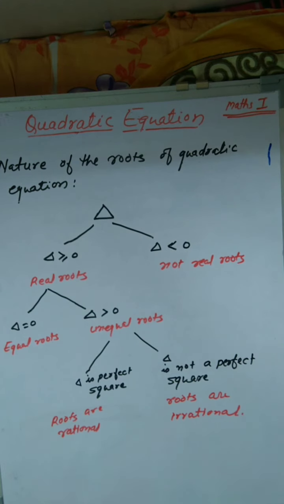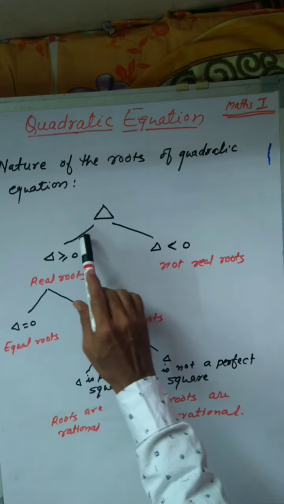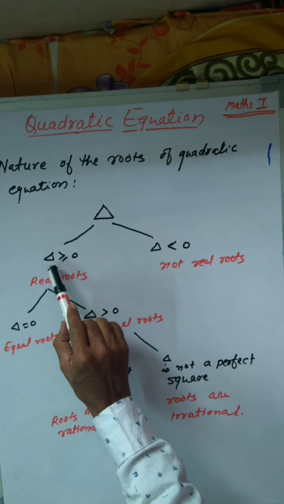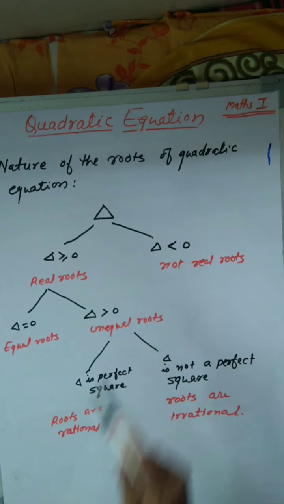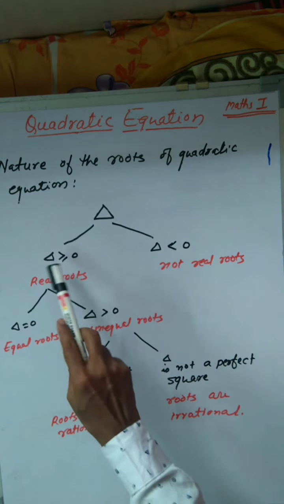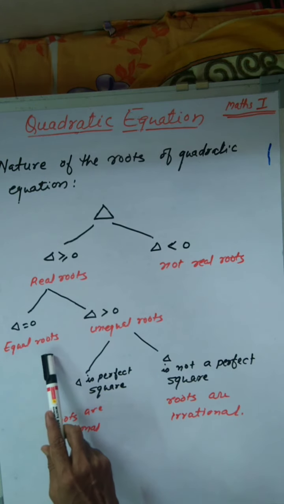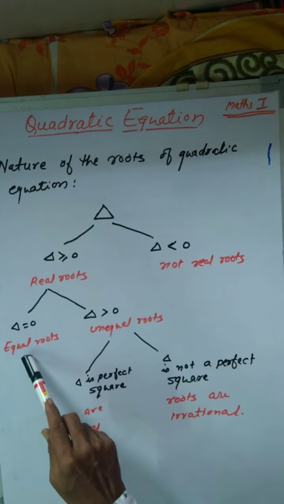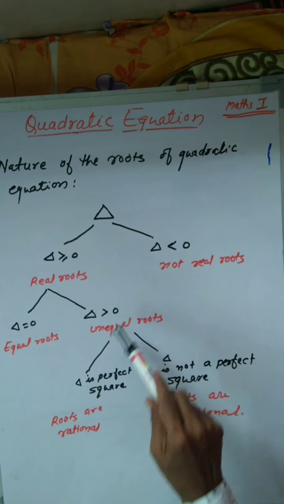Now we see the nature of the roots by this tree. Here delta is given. We get two branches. First, delta is greater than or equal to 0, the roots are real, and delta is less than 0, the roots are not real. In this, delta is greater than or equal to 0: if delta is equal to 0, the roots are real and equal, and if delta is greater than 0, the roots are real and unequal.